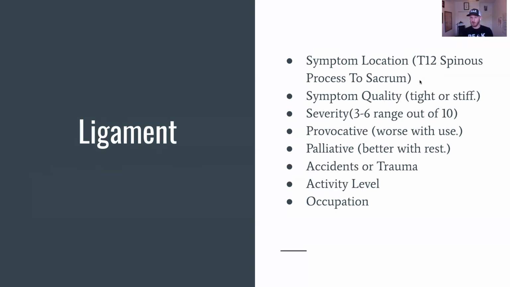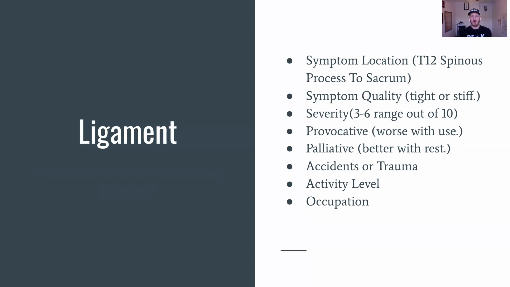Usually with a symptom location where you're going to feel it, for this one is going to be from the T12 spinous all the way down to the sacrum. And what runs there is called the supraspinous ligament. And a lot of times people will describe that pain as tight or stiff. Severity, they're going to be like 3 to 6 out of 10. Not awful, but enough to get their attention.